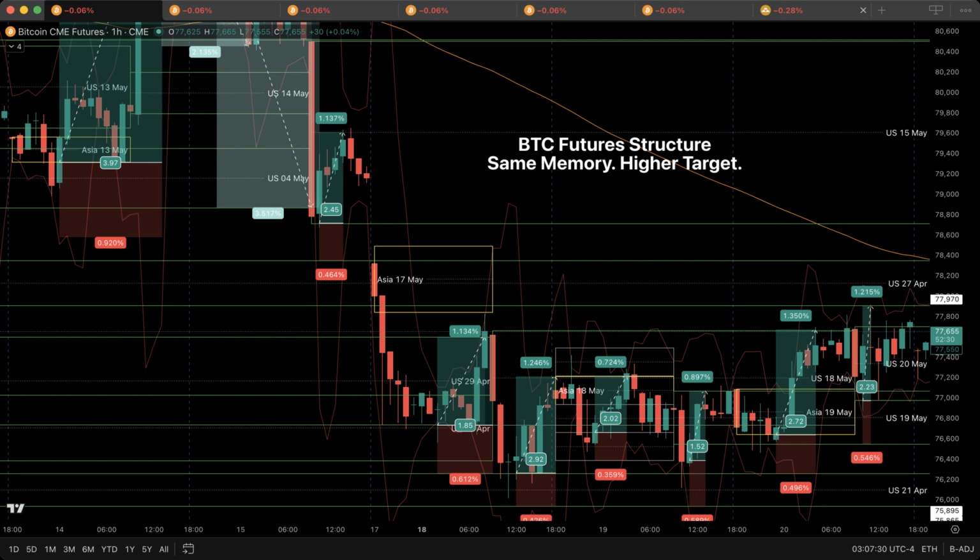Then, price pushes higher. It reaches toward the lower boundary of the April 27th U.S. session box. That is older memory above. So the session is doing two things at once. It is holding the new overlapped box from below, and it is climbing into prior resistance from above.